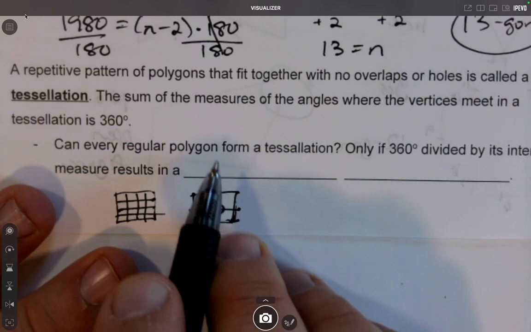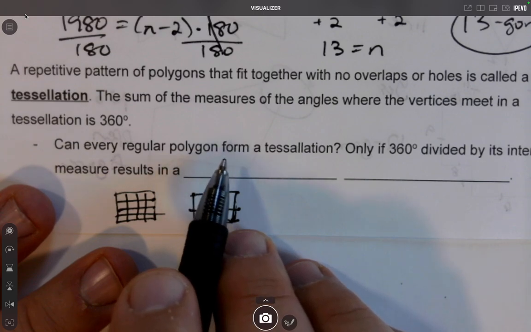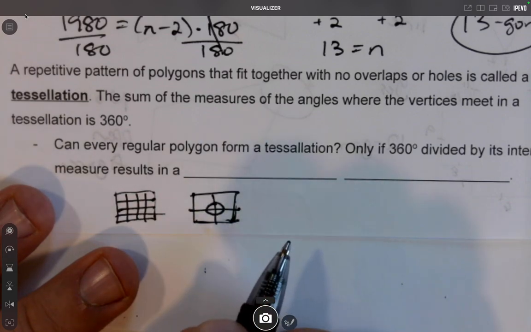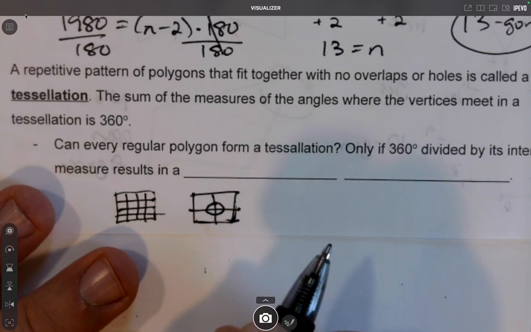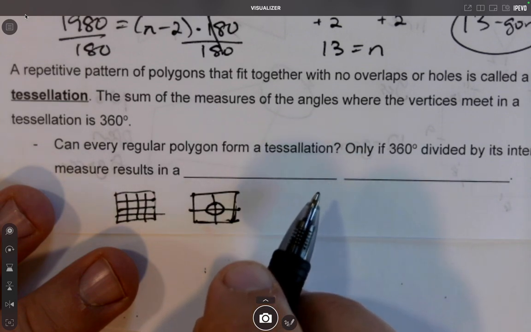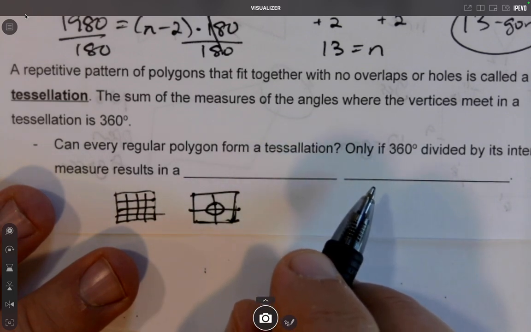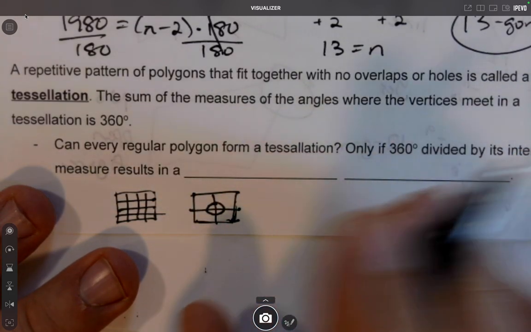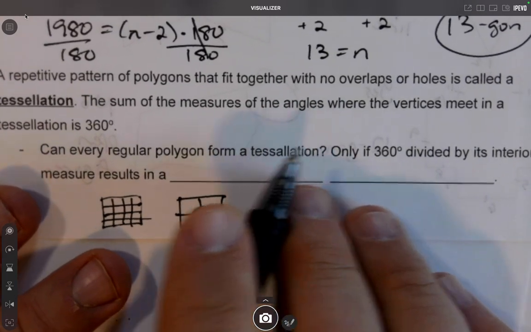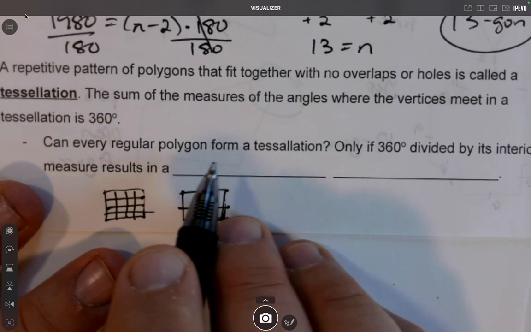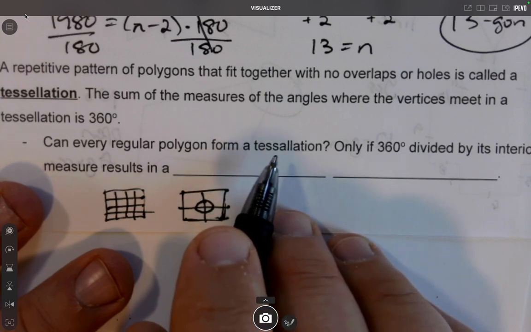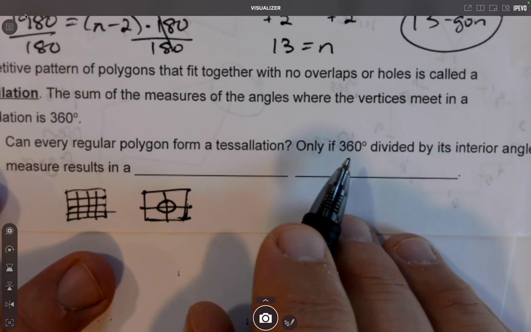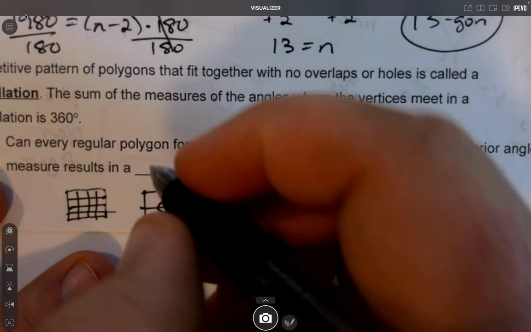So here's the question. Can every regular polygon form a tessellation? Because actually some of the tessellations that I pulled up there on Google use more than one shape, which is really not what we're talking about at the moment. We're saying the same shape everywhere, not a combination of different shapes. Now, there's some cool patterns and artwork that use different shapes for sure. But we want to figure out then, can every regular polygon form a tessellation? Well, it can only do that if 360 divided by its interior angle measure ends in a whole number.